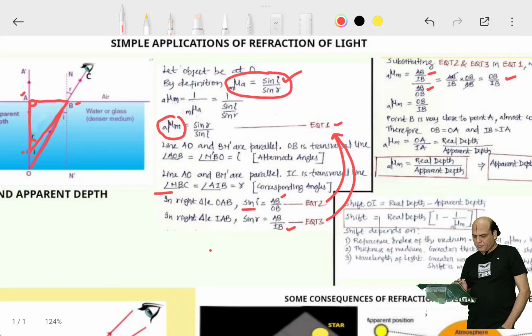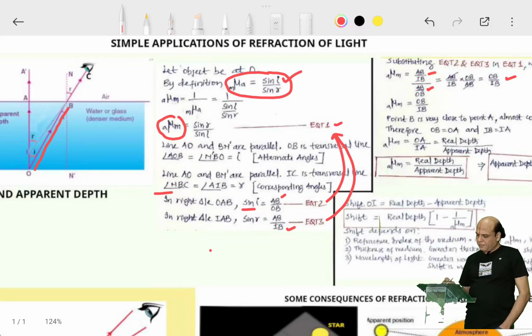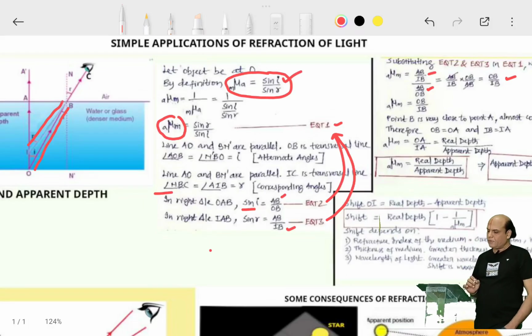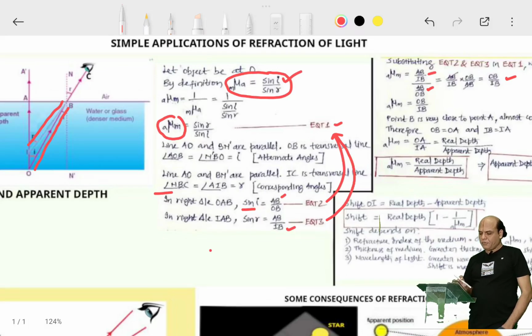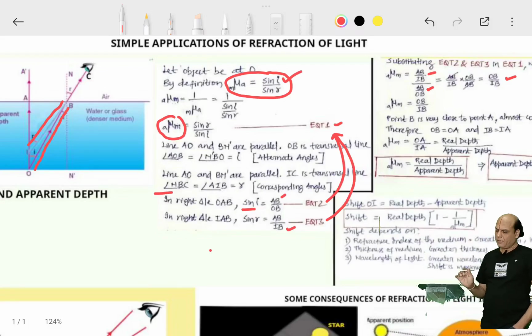So if you see here, what is OB? This is OB. And then what is IB? This is IB. So we have got the refractive index of the denser medium as a ratio of the hypotenuses of two right triangles, that is OB by IB. Okay. Now here lies the trick.